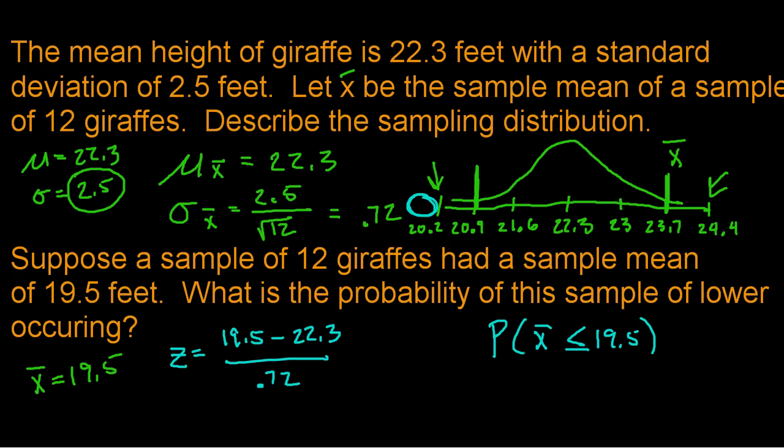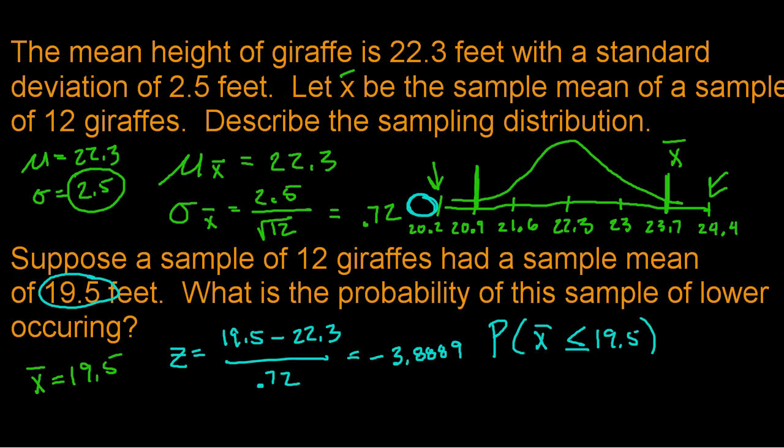Pretty easy formula. When you do the math on your calculator, please make sure you do the top first and then divide by the bottom. Don't try to do it all at once, because sometimes you can mess that up. And we get negative 3.8889. That is a very low z-score. This is telling me that I got a surprising sample. I got a crazy low sample.